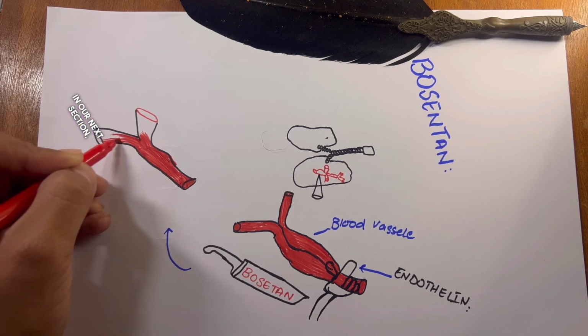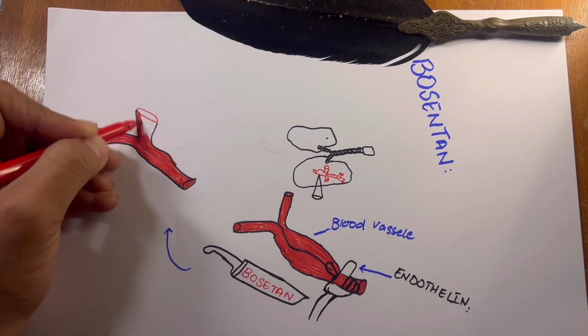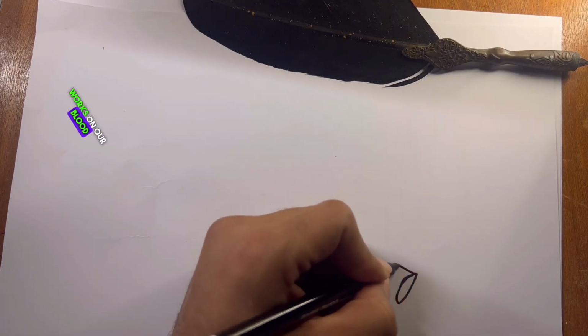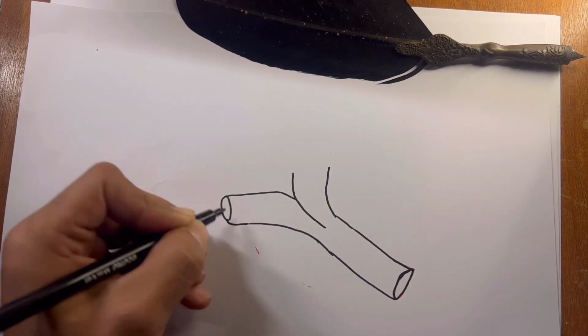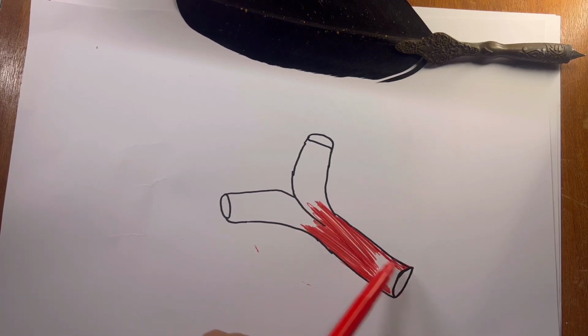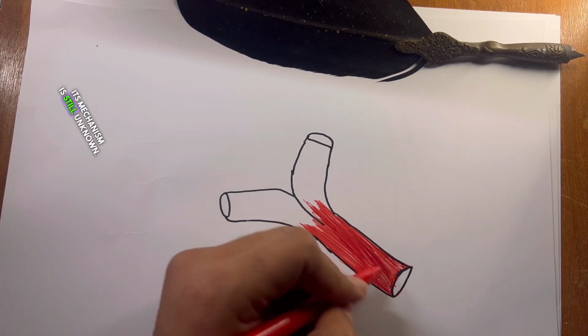In our next section, we'll discuss 3 more drugs. Let's start with hydralazine. Hydralazine works on our blood vessels like a calcium channel blocker. It blocks the transport of calcium in our smooth muscles. Its mechanism is still unknown.